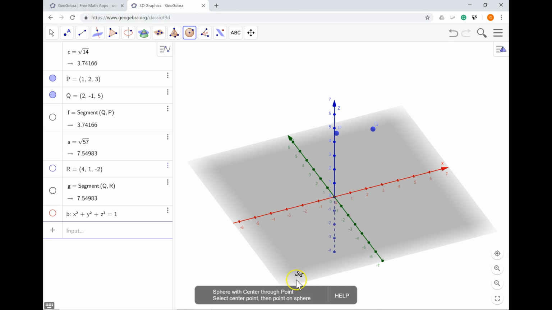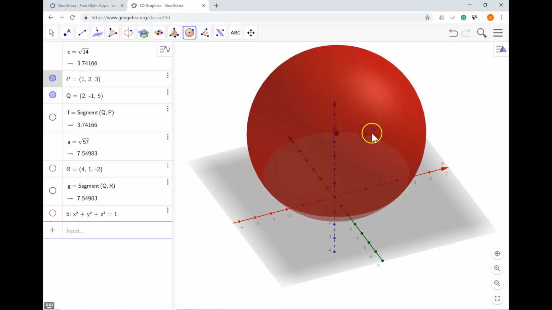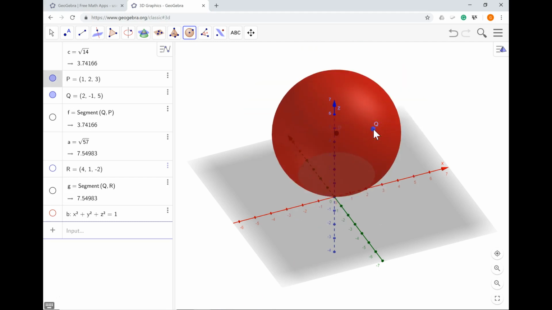So I believe what you would want to do first is select the center. Yep, select center point and then the point. So we want the point P to be the center, and then we're going to go out to point Q. So notice I can adjust the radius. And there we go. There's the sphere.